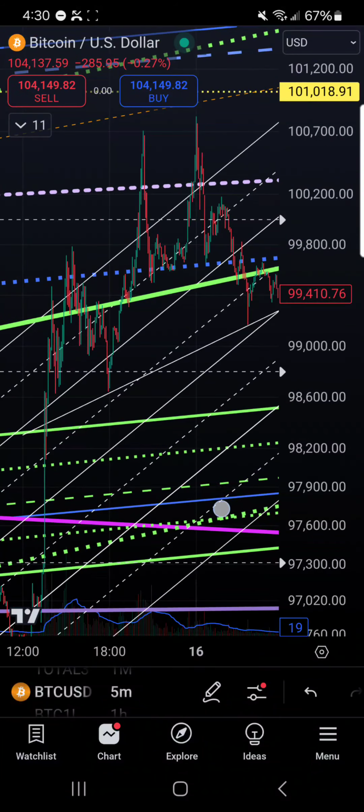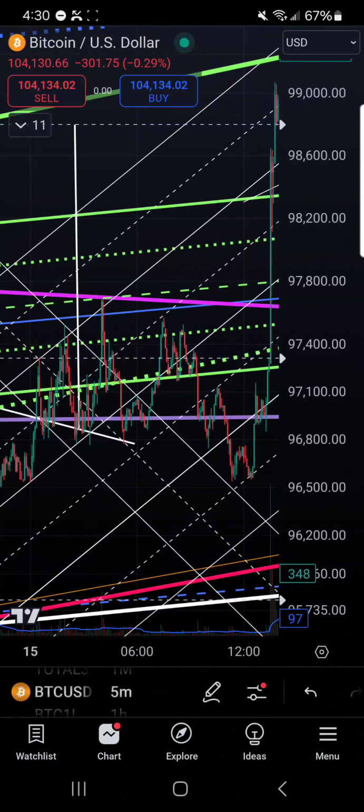So anyway, after CPI, where was that? Right here, we were forming a symmetric triangle pattern on the 5-minute chart, and kind of just shot right through it.